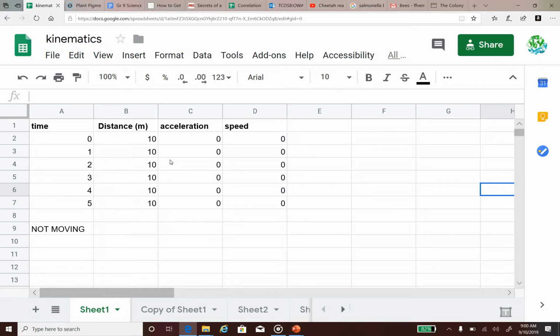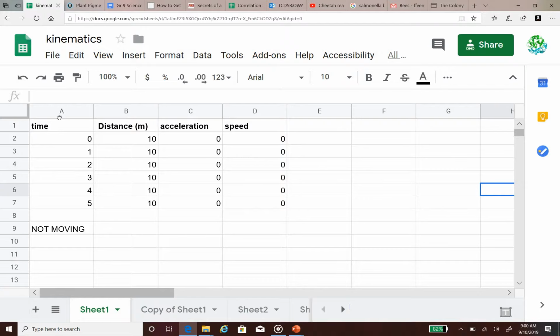So you can see here we have time. We have distance. Time should always be on the x-axis. We have distance, we have acceleration, we have speed. You'll notice that the speed is always 0. So in other words, not moving. There's no acceleration. The object is always 10 meters away, I don't know what direction.